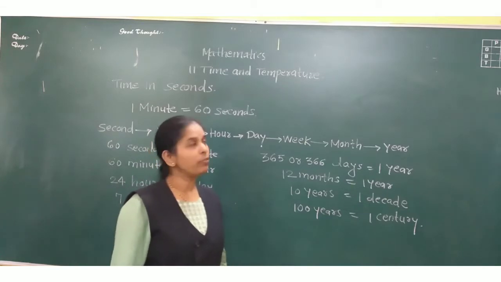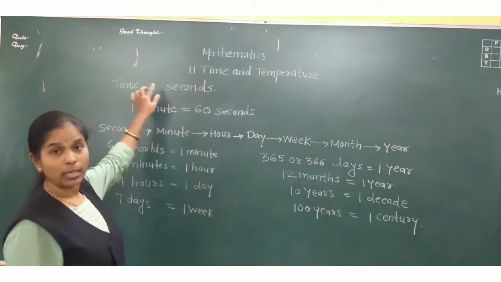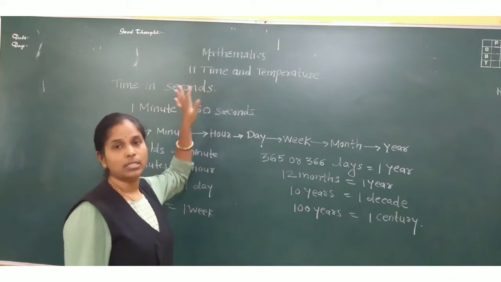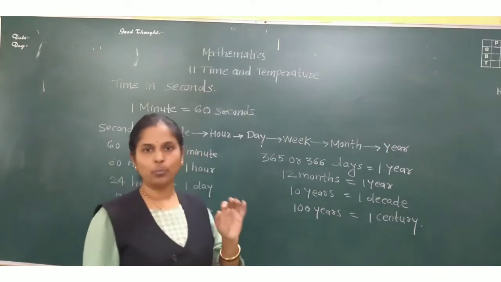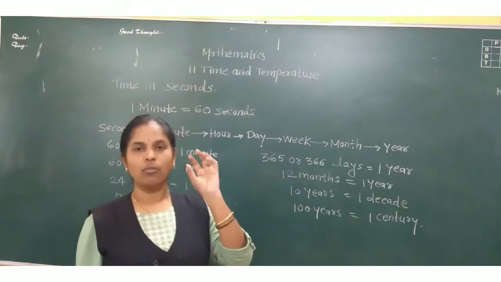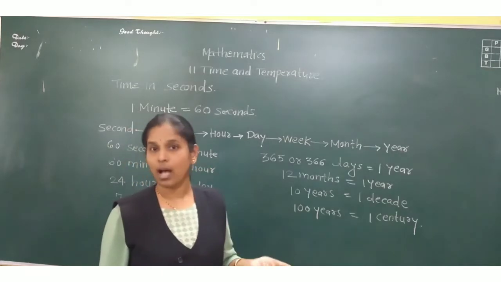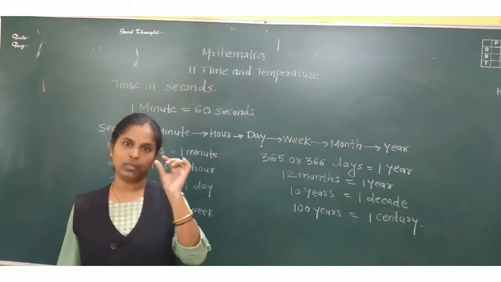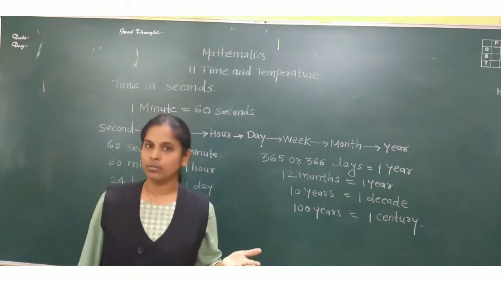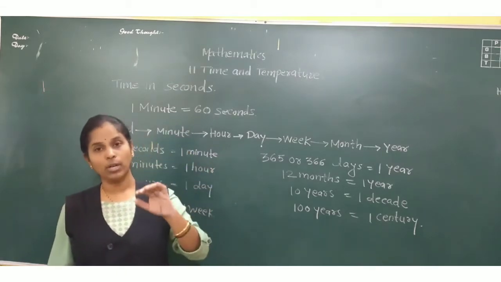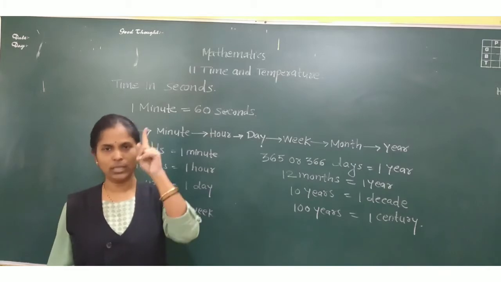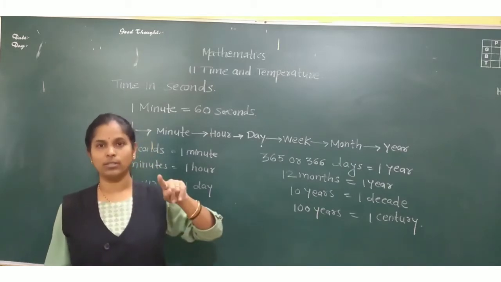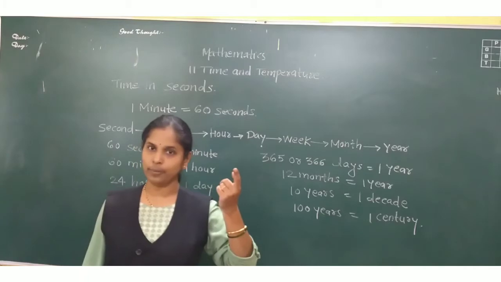Next topic we are going to learn is time in seconds. See students, in a clock mostly three hands are there. One is the short hand, called the hour hand. One is big and a little thick, called the minute hand. And another one is very thin and moves faster, called the second hand.